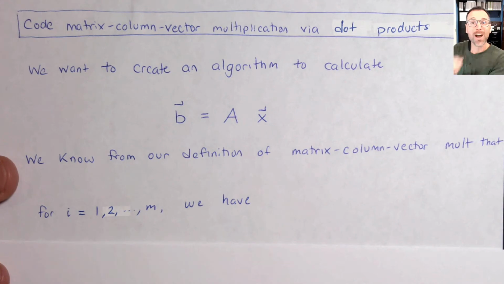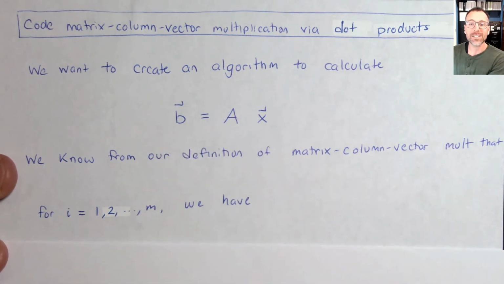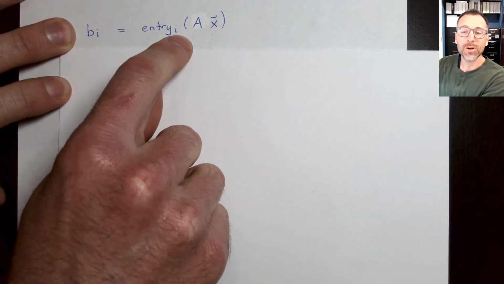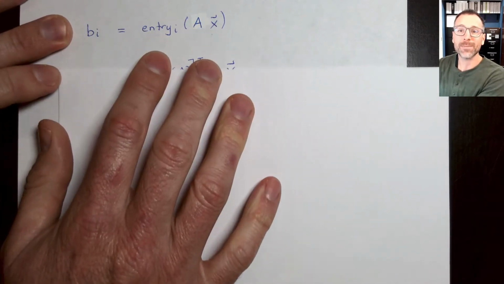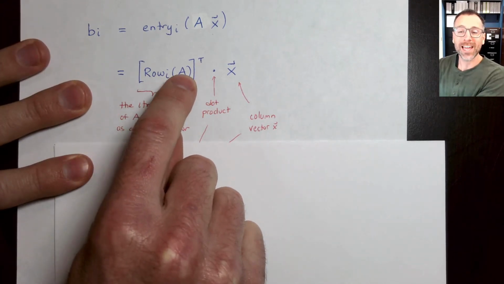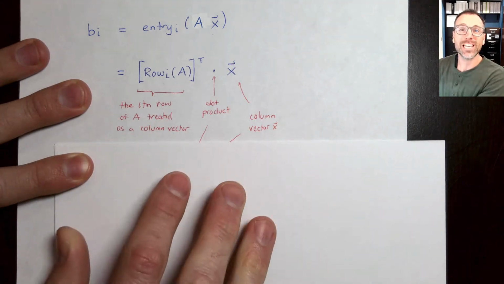Remember, step 1 of our program development process is to really understand the problem. I find that in all great coding, that starts with pen and paper analysis. Let's do that here. We want to create an algorithm to calculate b equals A times x from the definition using dot products. Specifically, we knew that the ith entry of b, the entry in the ith row and first column of A times x, was going to be given as a dot product between row i of A, written as a column vector, and the column vector x that was input to our algorithm.